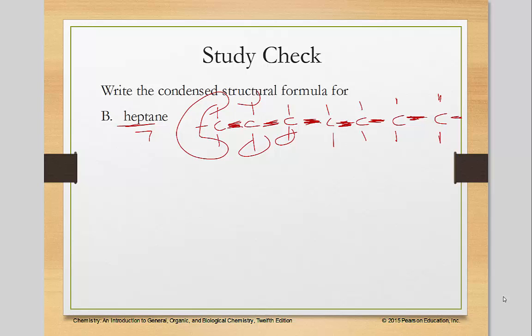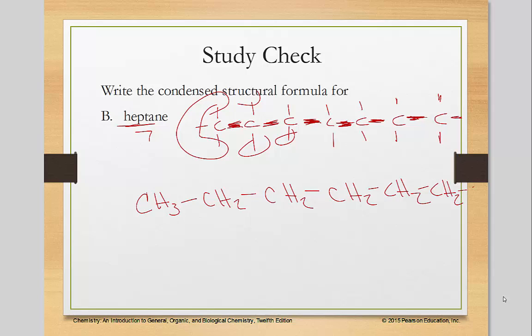CH3, CH2, CH2, CH2, CH2, and then we have one more CH3 at the end. Let's double check that. 1, 2, 3, 4, 5, 6, 7 carbon. So we're good.